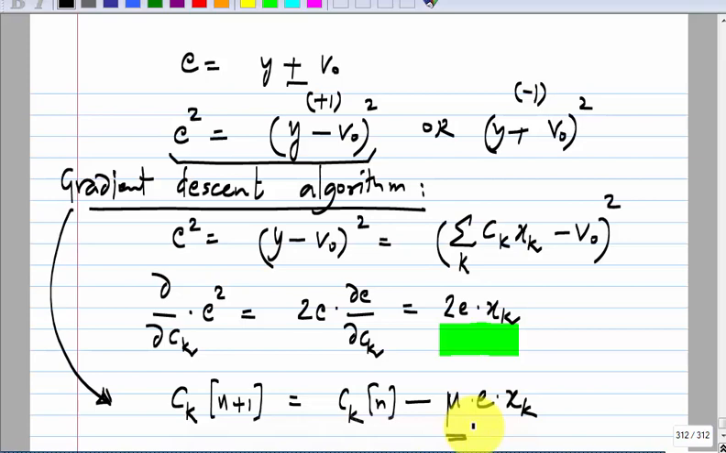At least, does this equation make sense? This is the gradient descent algorithm. If e times xk is positive, you reduce the value of ck. If e times xk is negative, you increase the value of ck. Does that part make sense? So that's what I was saying: if e was positive, how you reduce the contribution depends on the sign of xk.